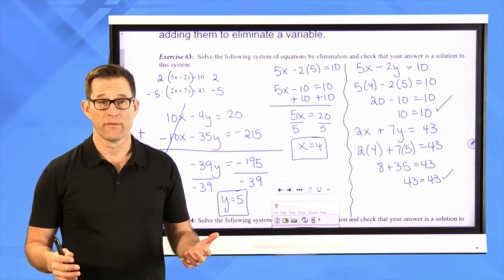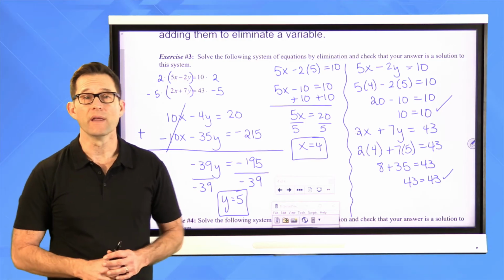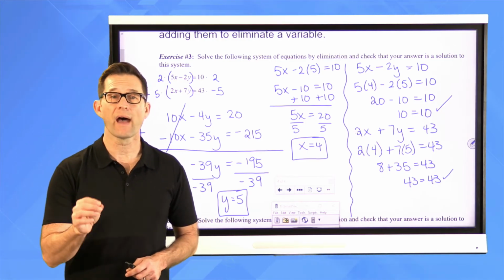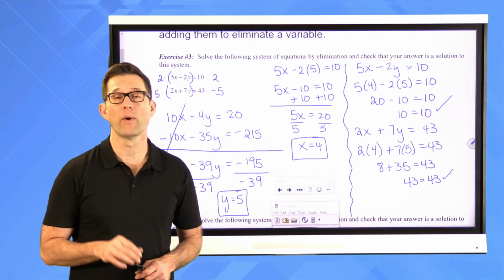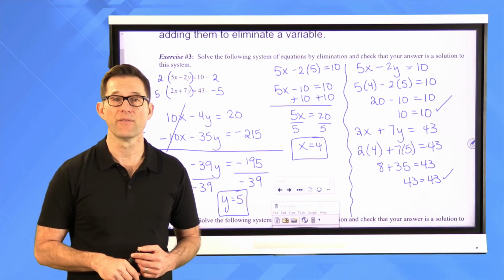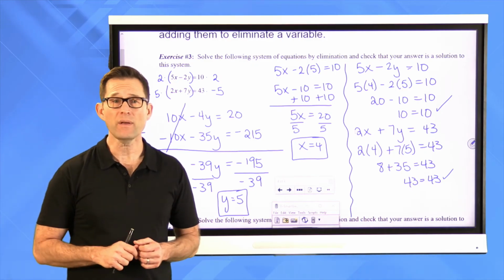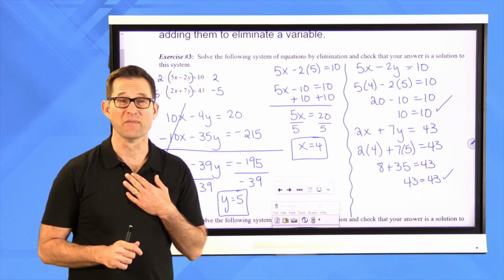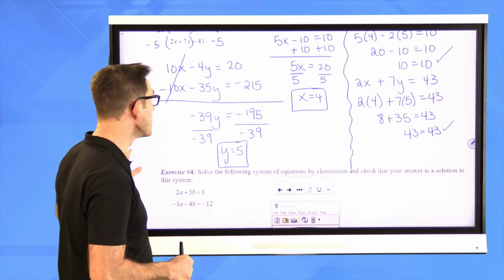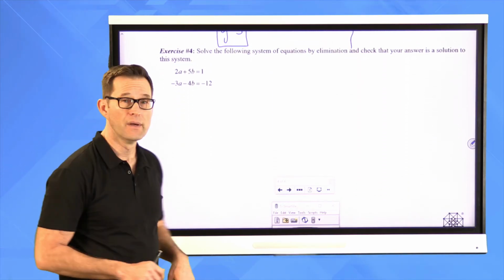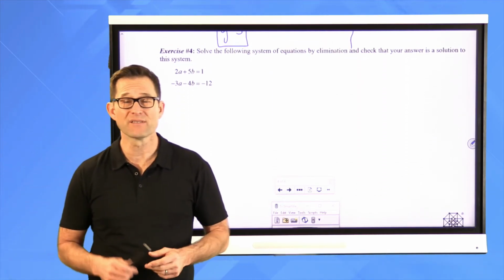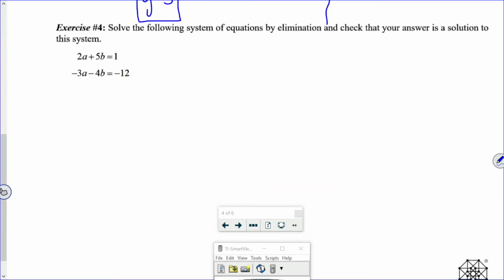All right. So very often, not always, but very often in a system of equations like this, we have to modify both equations in order to get those additive opposites. And again, there's oftentimes many different ways to do it. All right, so let's take a look at a very, very similar problem, except one that involves A's and B's. Let's take a look at exercise number 4.